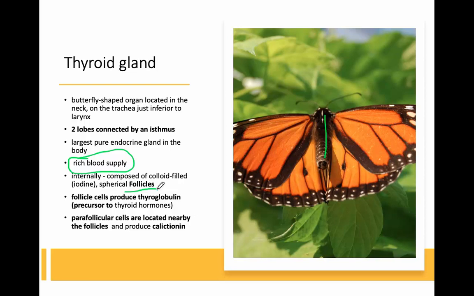Our follicle cells, their job is to make something called thyroglobulin. So this is what is going to be our starting point for our thyroid hormones themselves. Then we have nearby the parafollicular cells, and they are going to make calcitonin. Now we know that calcitonin has nothing to do with our basal metabolic rate like our thyroid hormones do. Instead, it has to do with calcium. And so we're going to have a little look at how calcium and parathyroid hormone and calcitonin interact together to keep that steady within our blood.